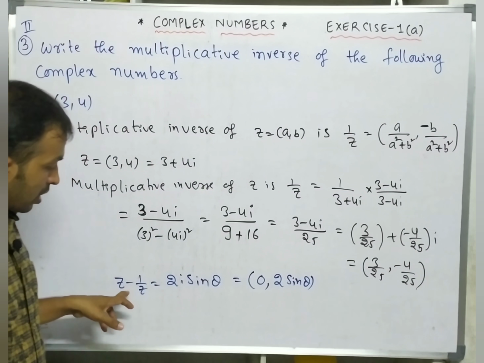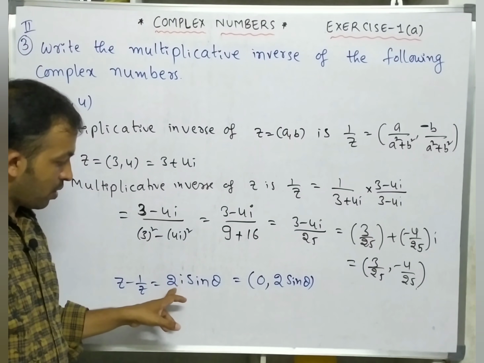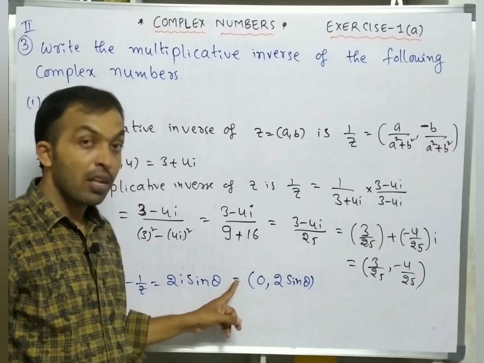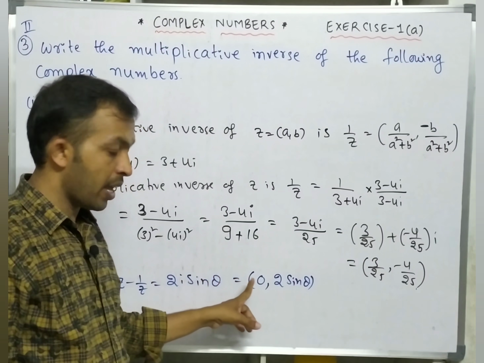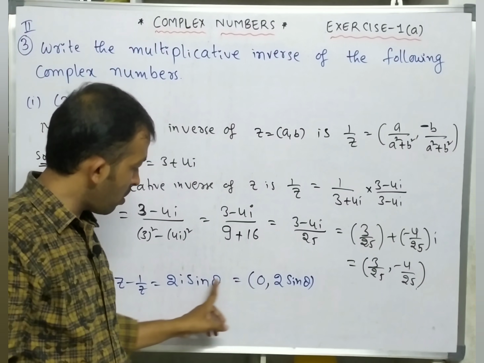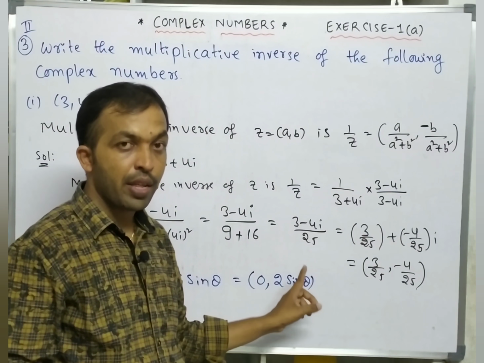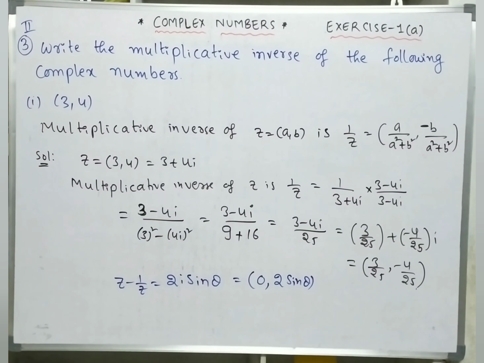Here in the previous problem we have got this answer, z minus 1 by z is equal to 2i sin theta. We did not express it in the form of a comma b. Here there is no real part, therefore the real part is 0, and the imaginary part is 2 sin theta. So that can be expressed as 0 comma 2 sin theta.